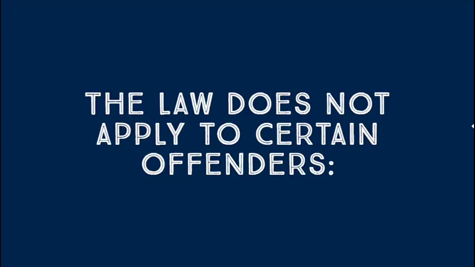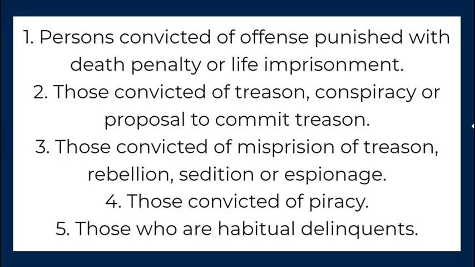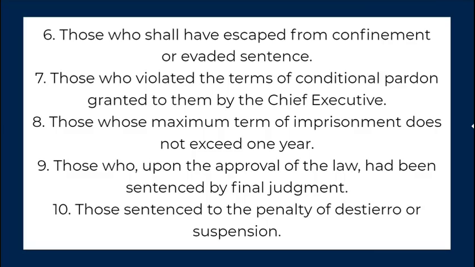The law does not apply to certain offenders. 1. Persons convicted of offense punished with death penalty or life imprisonment. 2. Those convicted of treason, conspiracy or proposal to commit treason. 3. Those convicted of misprision of treason, rebellion, sedition or espionage. 4. Those convicted of piracy. 5. Those who are habitual delinquents. 6. Those who shall have escaped from confinement or evaded sentence. 7. Those who violated the terms of conditional pardon granted to them by the chief executive. 8. Those whose maximum term of imprisonment does not exceed 1 year. 9. Those who, upon the approval of the law, had been sentenced by final judgment. 10. Those sentenced to the penalty of destierro or suspension.